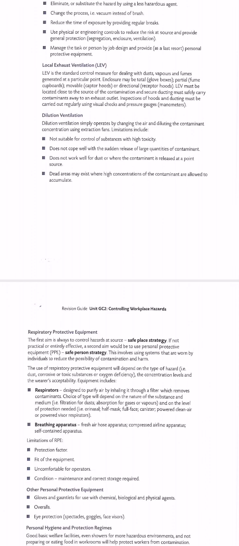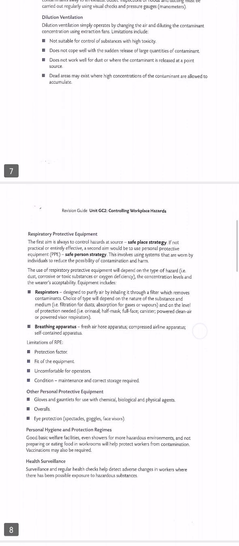So we're talking about respiratory protective equipment. Respiratory protective equipment like these masks, they use like this one to protect yourself when you are breathing. The first aim is to always control hazardous substances. This is safe practice or surgery. If not practical or entirely effective, a second aim will be to use personal protective equipment, that is the safe person strategy.